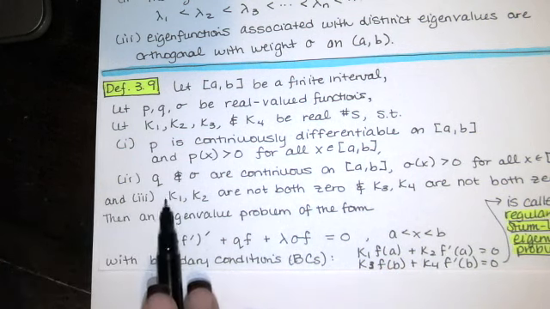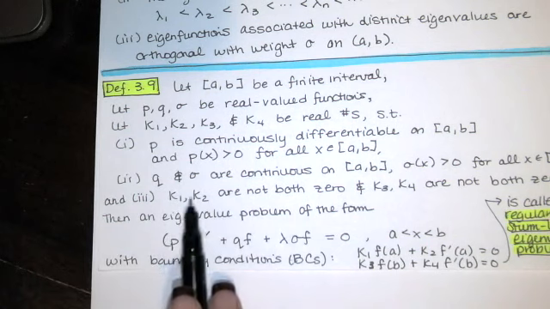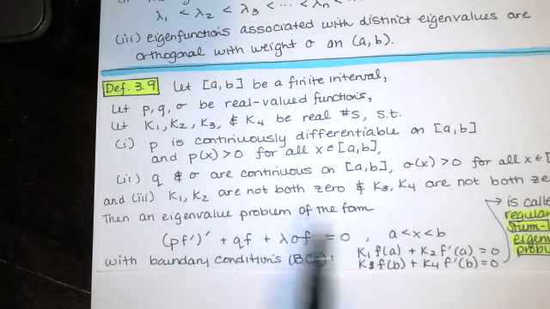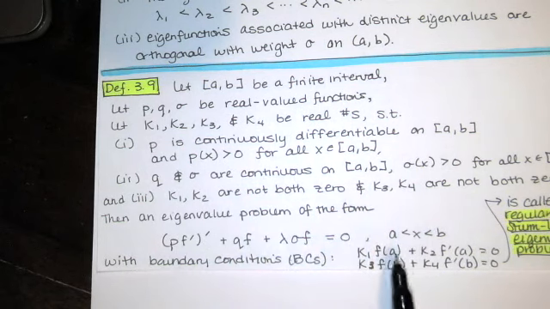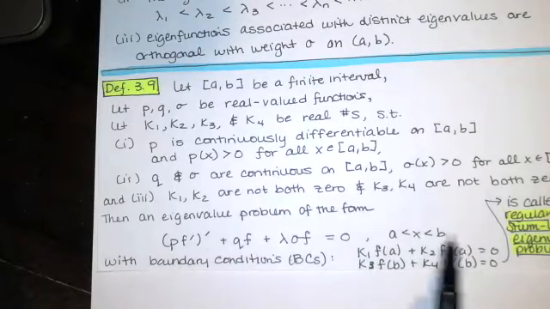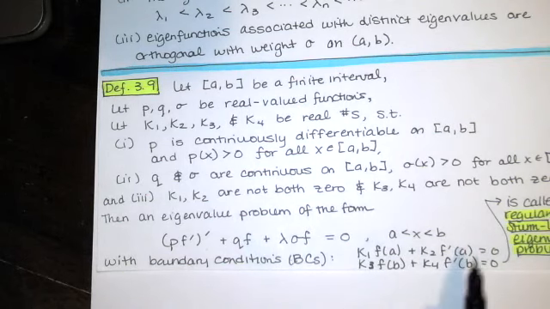Now, this third condition here says that kappa 1 and kappa 2 are not both 0, and kappa 3 and kappa 4 are not both 0. All that's saying is that I actually have a condition here. If kappa 1 and kappa 2 are both 0, I get 0 equals 0. Doesn't tell me much about the solution of this differential equation. I actually have to have a condition there. And the same is true for that.